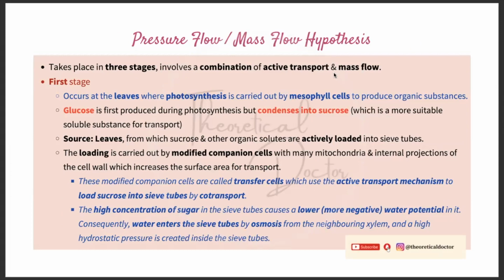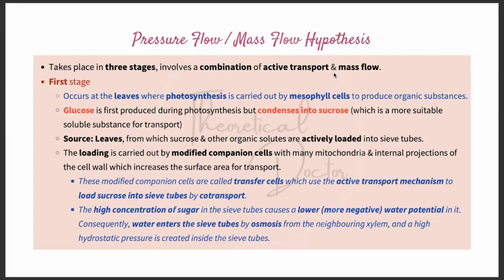The pressure flow or the mass flow hypothesis. It takes place in three stages and involves a combination of active transport and mass flow. The first stage occurs at the leaves where photosynthesis is carried out by the mesophyll cells to produce the organic substances.